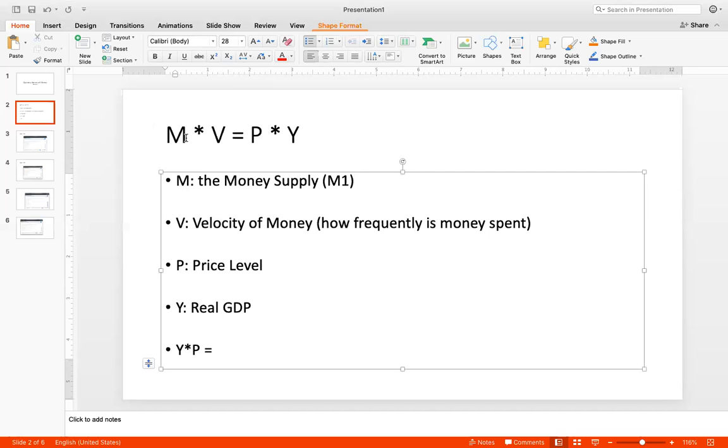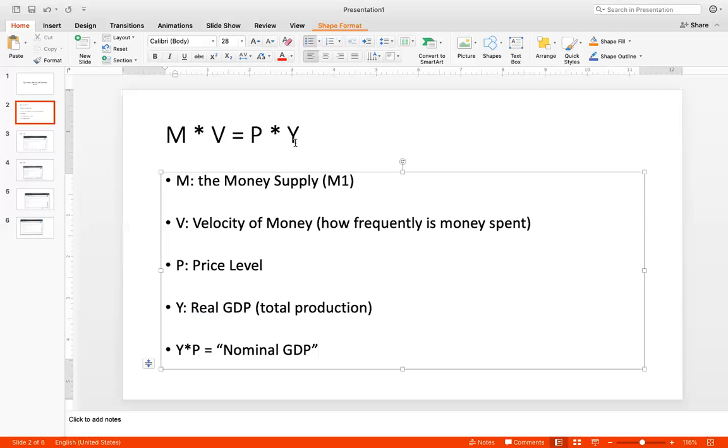Total spending over here. The right side of the equation is P, which is what we call the price level, times Y, which is real GDP, which in a sense says Y is our total production. P is the price level. Well, total production times price level means that this right side of the equation is just nominal GDP. So if you see the word nominal GDP, that's the same thing as P times Y.